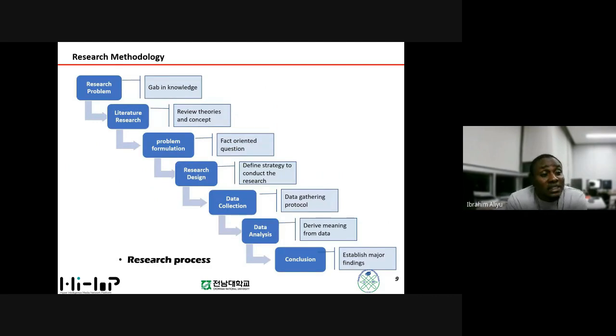First of all, you need to identify a gap in knowledge. How do you identify this gap? By reading or conducting a literature review. So you find yourself doing literature review almost all through these steps, from problem formulation and the literature review itself, problem formulation, research design, data collection and analysis.